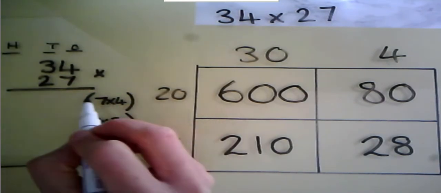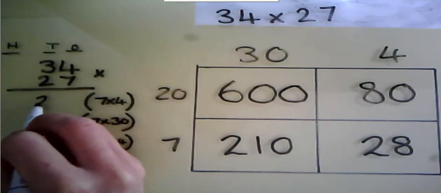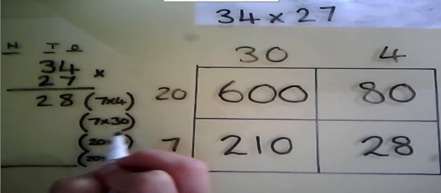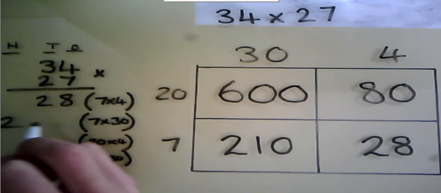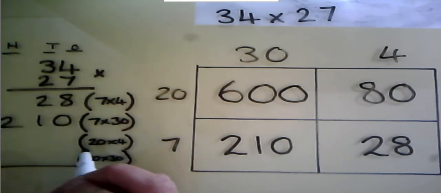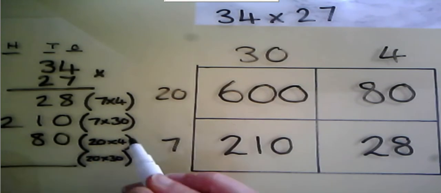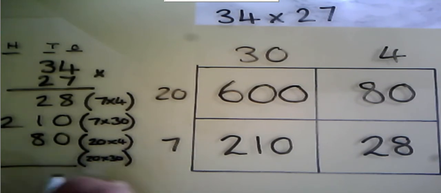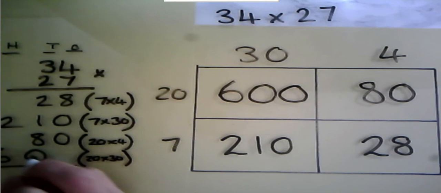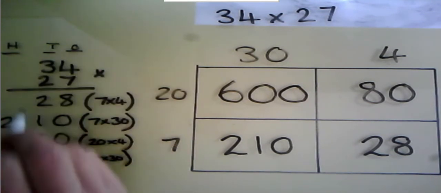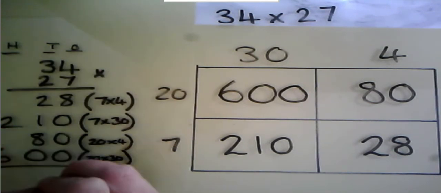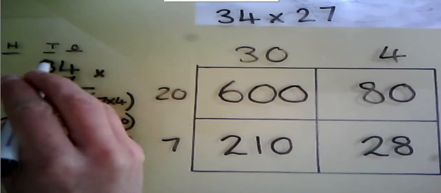Okay, so I know 7 times 4, we know that that was 28. And then we knew that 7 times 30 was 210. And then we looked at 20 times 4, which gave us 80. And then finally, we knew that 20 times 30 was 600. So you see how they're all in the same columns? We now just add all of these digits up in the correct column.